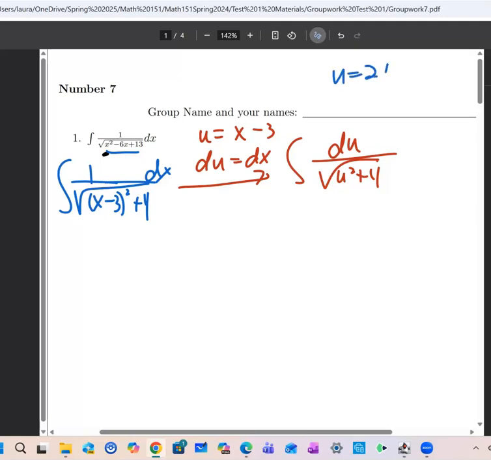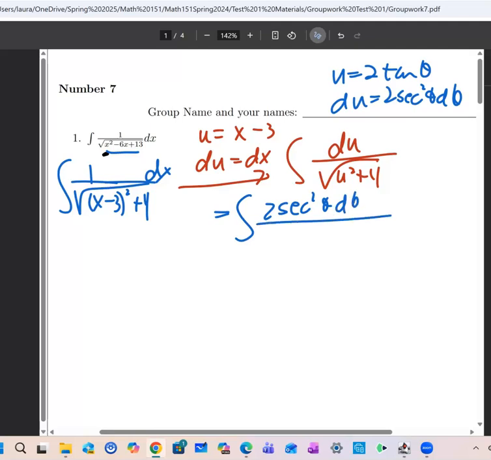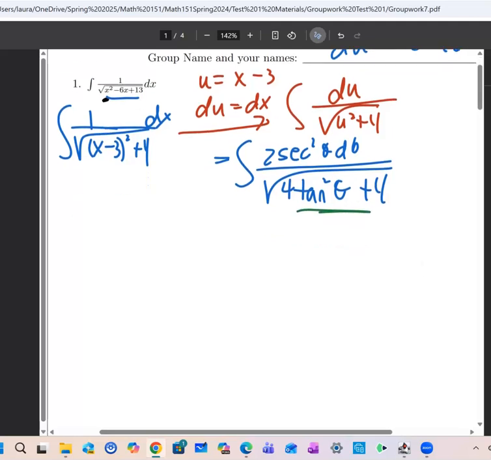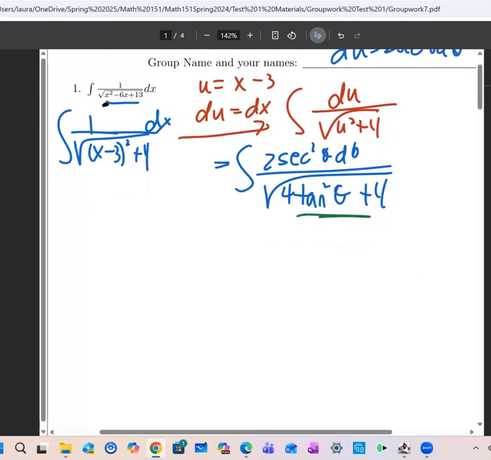So u equals 2 tangent of theta. du is 2 secant squared of theta d theta. So you know this explodes, gets large. 2 secant squared theta d theta over, and then I put the u in, so I get the square root of 4 tangent squared theta plus 4. And you know you're expecting always inside the radical will be an identity.